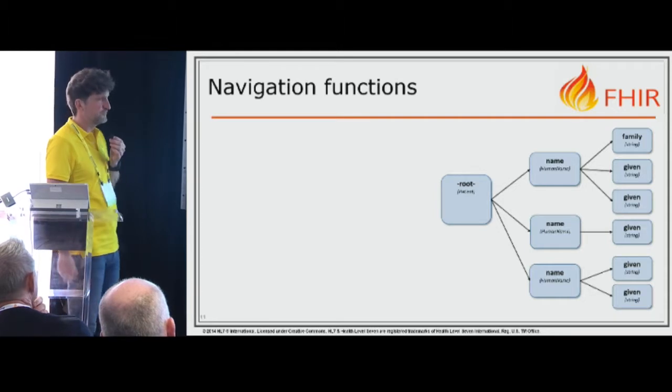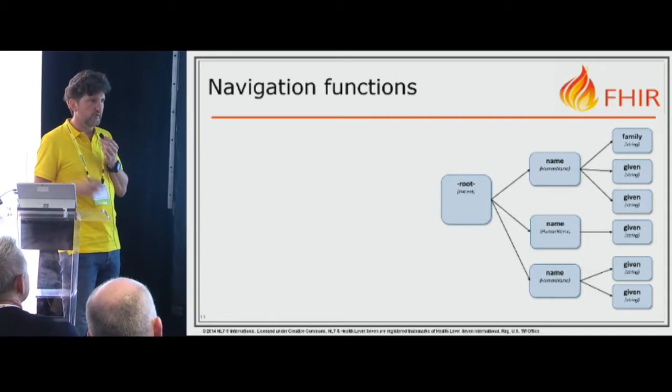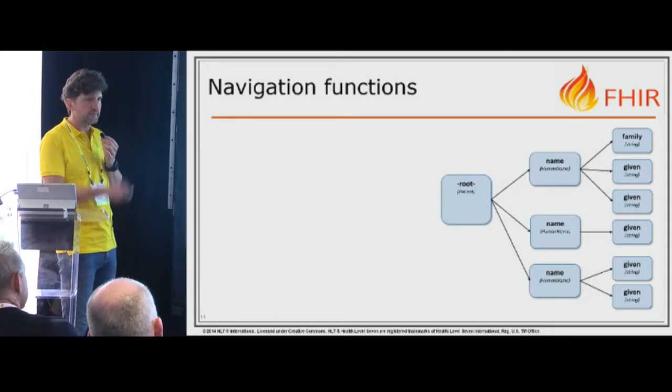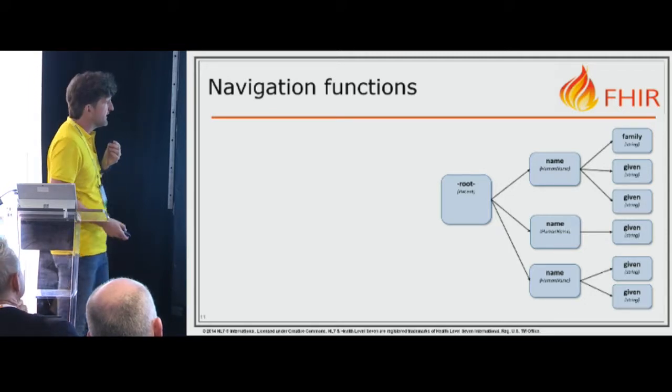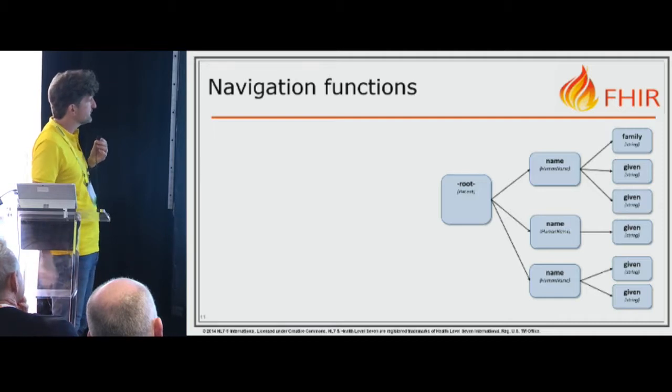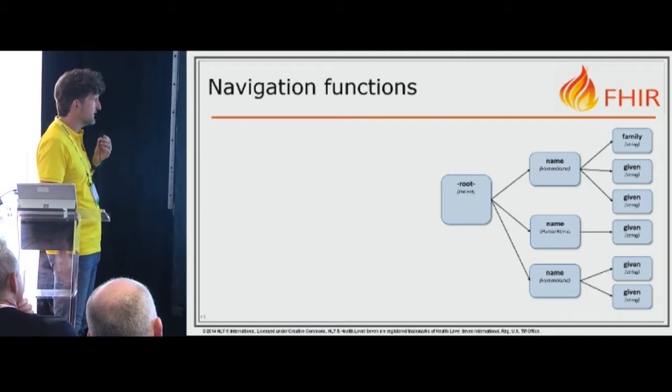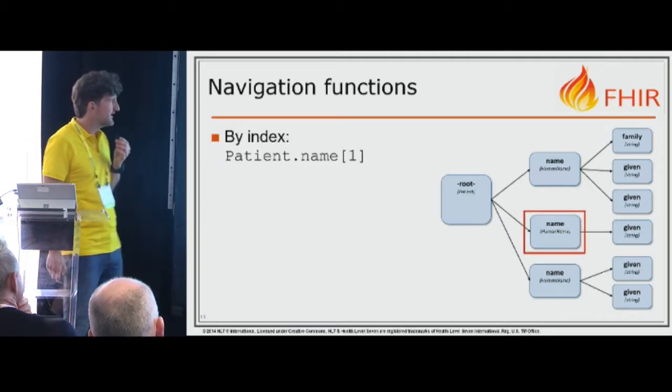So now we know a few ways of navigating down this tree, but we have a few more for you, because now it's either you select exactly one or you have all children. But there are a few more functions we've introduced in FHIRPath to navigate to a node. And one of them is by index.